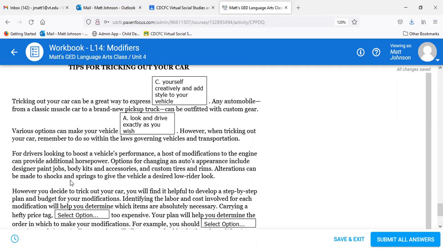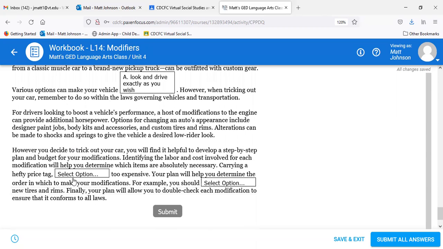However, when tricking out your car, remember to do so within the laws governing vehicles and transportation. For drivers looking to boost a vehicle's performance, a host of modifications to the engine can provide additional horsepower. Options for changing an auto's appearance include designer paint jobs, body kits and accessories, and custom tires and rims. Alterations can be made to shocks and springs to give the vehicle a desired lowrider look.